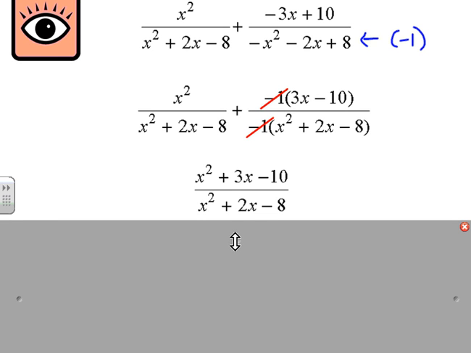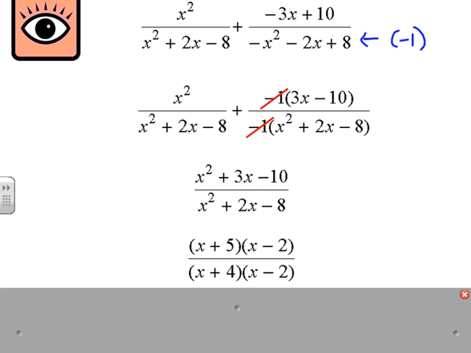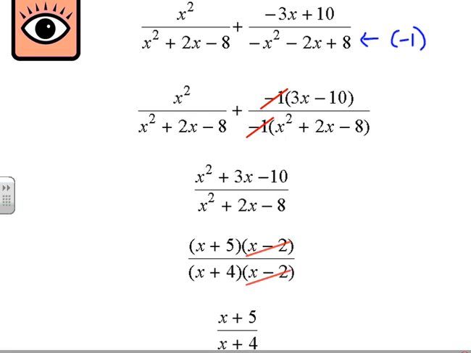We're going to factor both those trinomials into two binomials, the numerator x plus 5 times x minus 2, and the denominator x plus 4 times x minus 2. Those x minus 2's will cancel and go away, leaving us with just x plus 5 divided by x plus 4. Now let's take a look at some problems and see if we can apply the knowledge we've just seen.